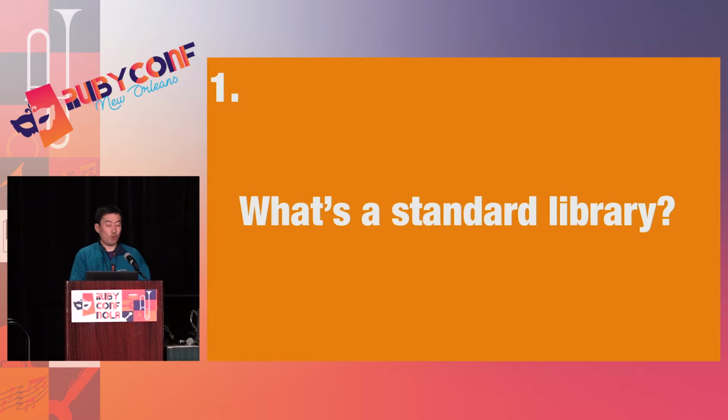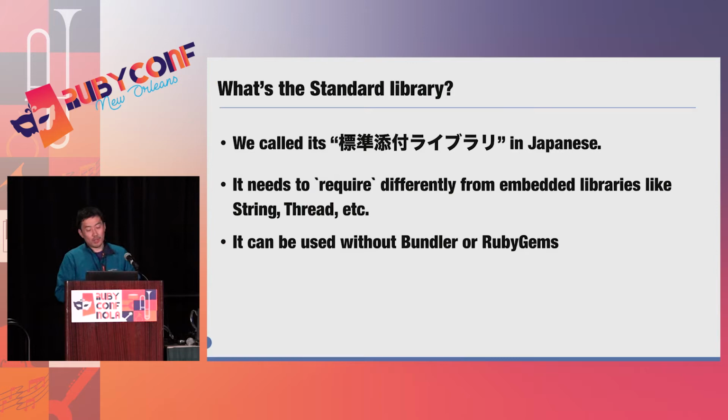So what is a standard library? The standard library is a library that is installed together with the Ruby interpreter when you install Ruby. It needs to be required, unlike embedded libraries like String and Thread and other things. And you can use a standard library without Bundler and RubyGems.